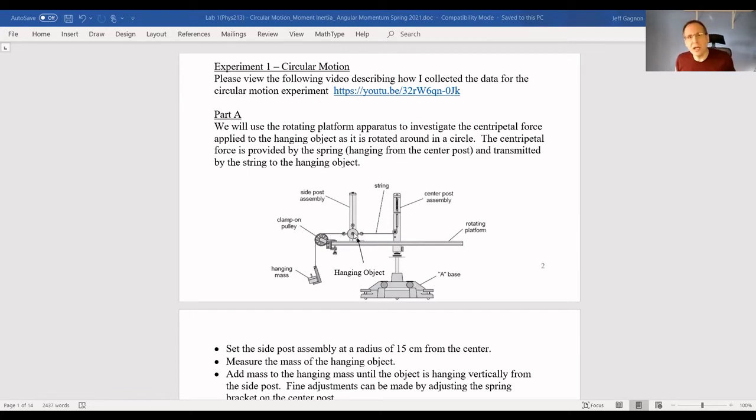So it's just the hanging mass here. It's hanging from a string. It has a weight. Those two forces are going to add to 0, right, when it's vertical. So the only force that's acting is going to be this force, the tension in the string that's pulling towards the center. And that's going to be the centripetal force that we're trying to calculate, okay, when it's rotating around.